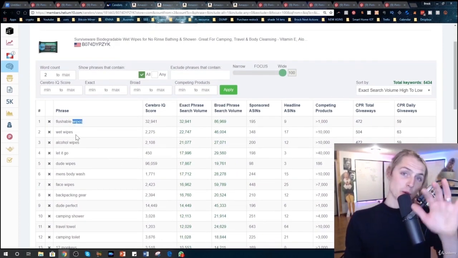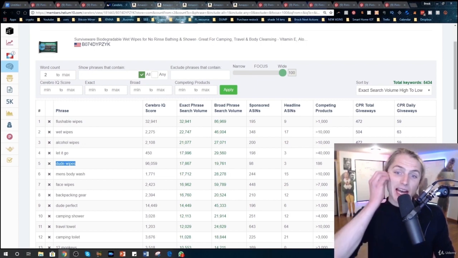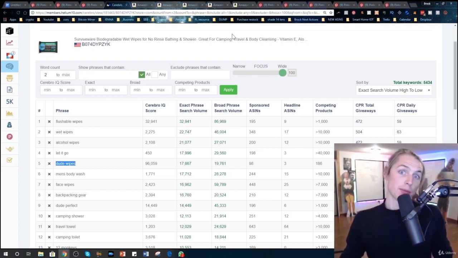So let's go back to find the other keywords here. Flushable wipes was the main keyword, but there's also Dude Wipes. Wow, look at that. They have massive brand reach. They have 18,000 organic searches. So I would not want to compete with them.